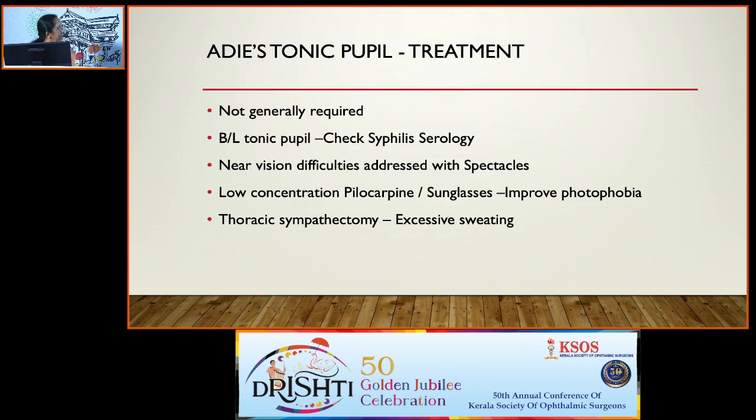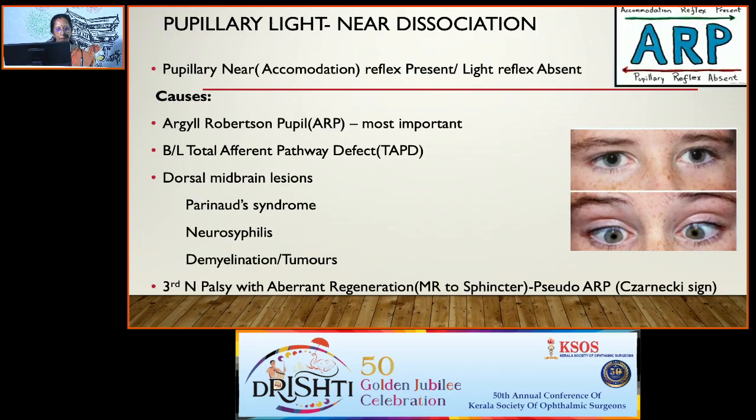When you have a bilateral tonic pupil, always check syphilis serology. Near vision difficulties can be addressed with the use of spectacles and low dose pilocarpine, or sunglasses to improve the photophobia. For excessive sweating, thoracic sympathectomy can also be done.